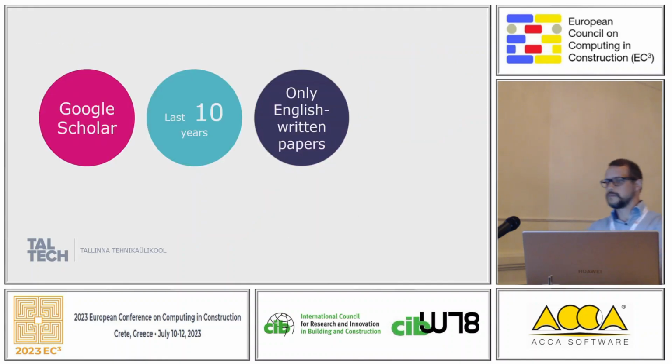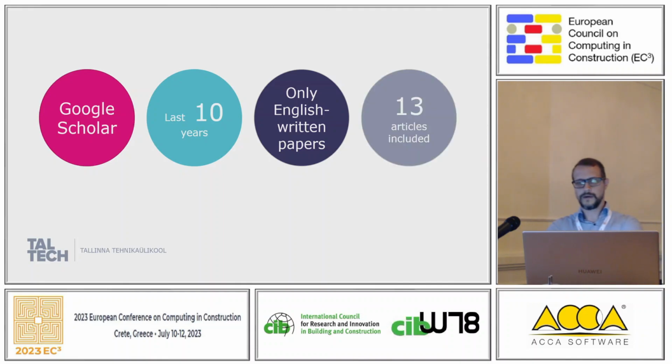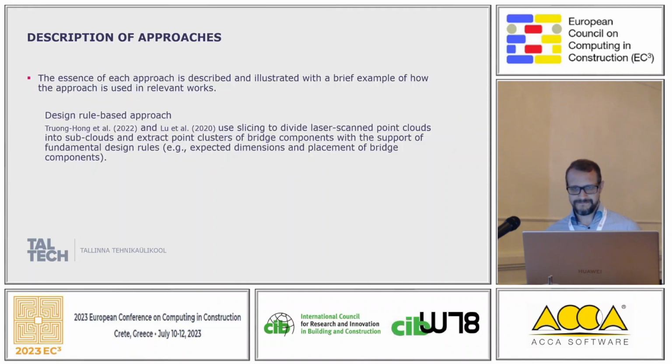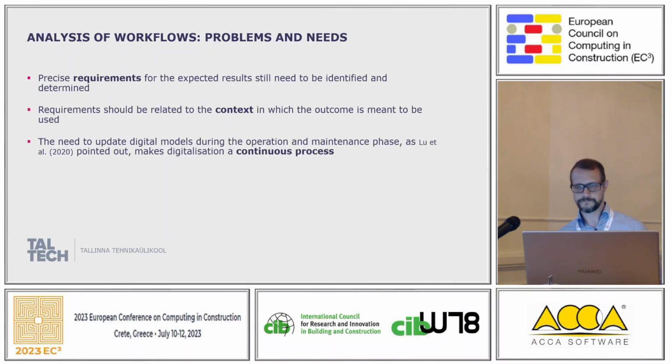So Google Scholar was used to find relevant papers. Papers published in the last 10 years, and only English-written papers were in focus. And in total 13 articles were finally included. And when you read the paper, the description of approaches just gives you a clue about how the approaches are used. So I don't stop on them longer, and let's continue with the analysis of workflows.